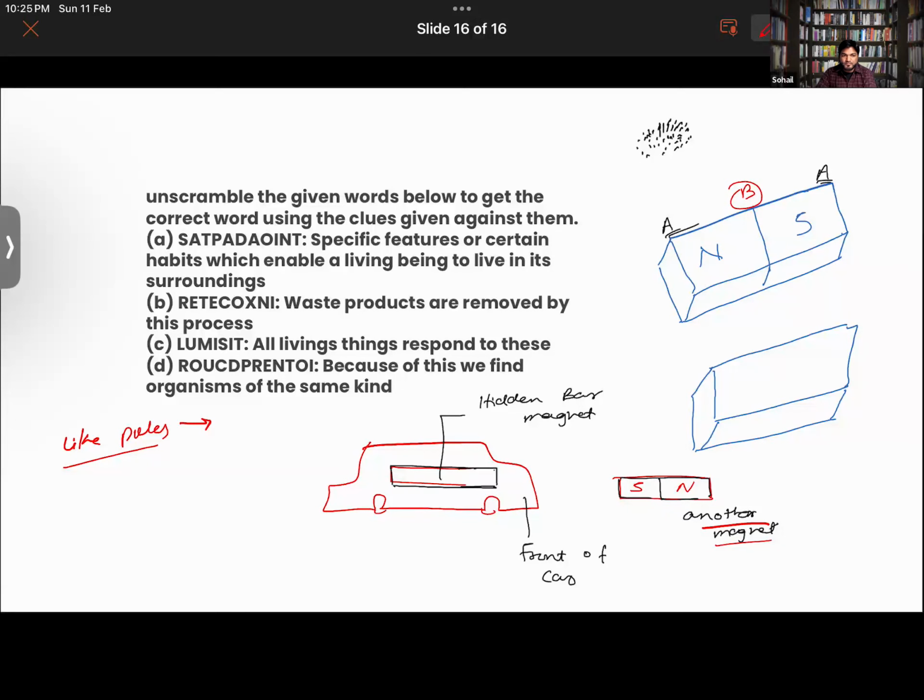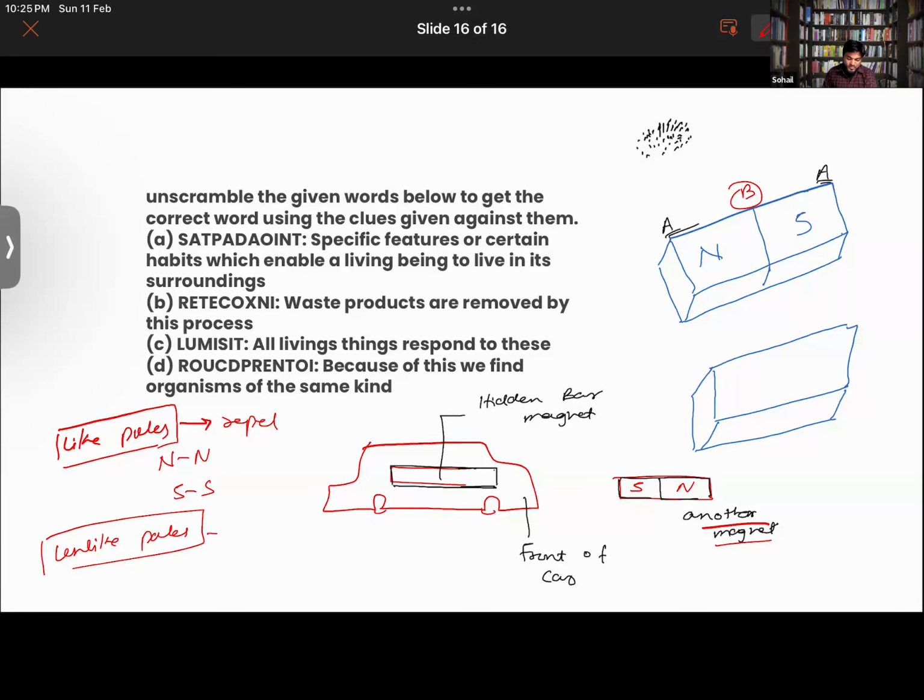Repel. Like poles repel. Unlike poles will be attracting. Can you give an example of like poles? What does the combination look like? North, north, south, south. Okay, no? And unlike poles will be attracting each other, as simple as that.